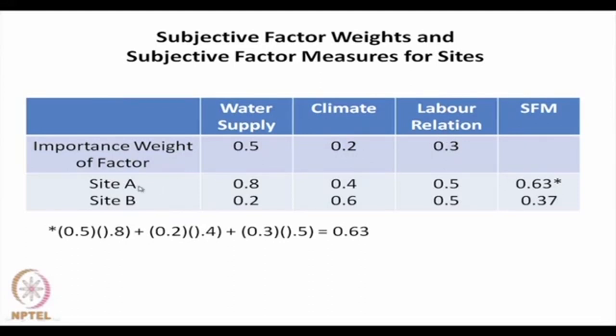Then we consider site A. For site A, the water supply position, on a scale of 0 to 1, is quite good compared to site B. So, this is 0.8 and this is 0.2. So far as climate is concerned, site B however is a shade better, 0.6, and site A is 0.4, whereas both sites are considered equally good or equally bad in terms of labor relation.